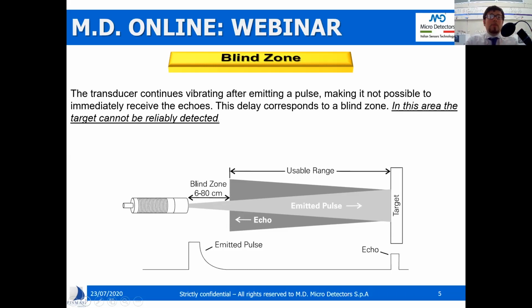So take into account the fact that it is not possible to have a stable and reliable detection of an object within this blind zone. Of course, the blind zone is a function of the maximum distance. So the higher the sensing distance, the higher also the blind zone.